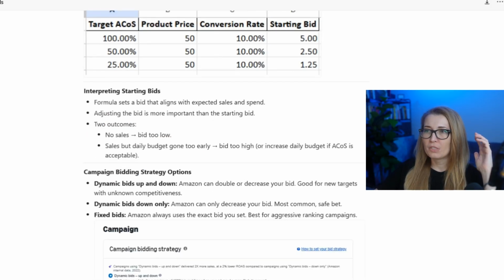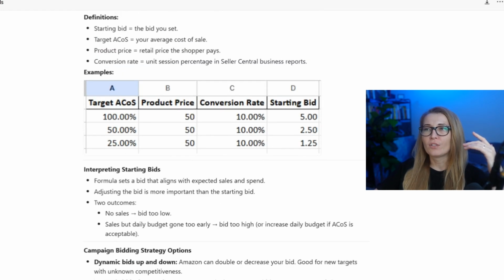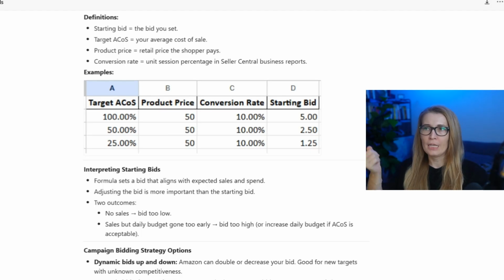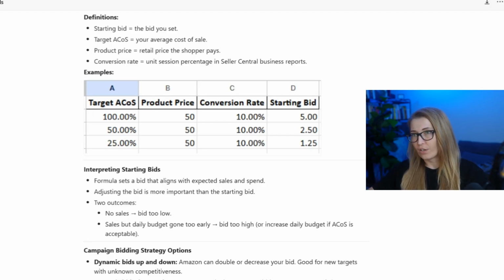All right, so now that we have that, the next thing is we want to understand how this works. If we have 100% ACOS, this means that we are willing to pay up to $50 in order to make one sale. If our target is 50% and the product price is still $50, then our starting bid would be $2.5. If our target ACOS is 25%, for example, our starting bid is going to be $1.25.